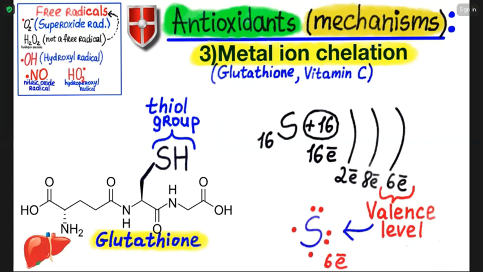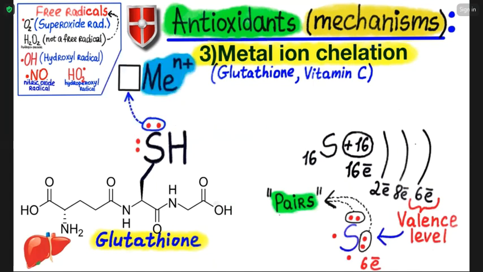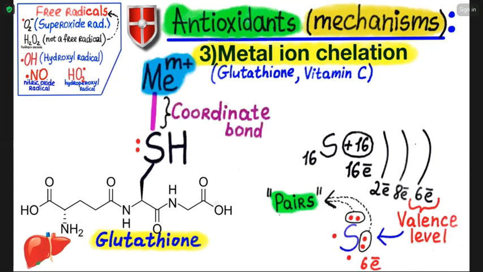You can see that sulfur has 2 pairs of electrons on its valence layer. When the thiol group of glutathione interacts with a metal ion, the sulfur atom donates its electron pair to the metal ion's empty orbital. This results in the formation of a coordinate bond between the metal ion and the sulfur atom of the thiol group.